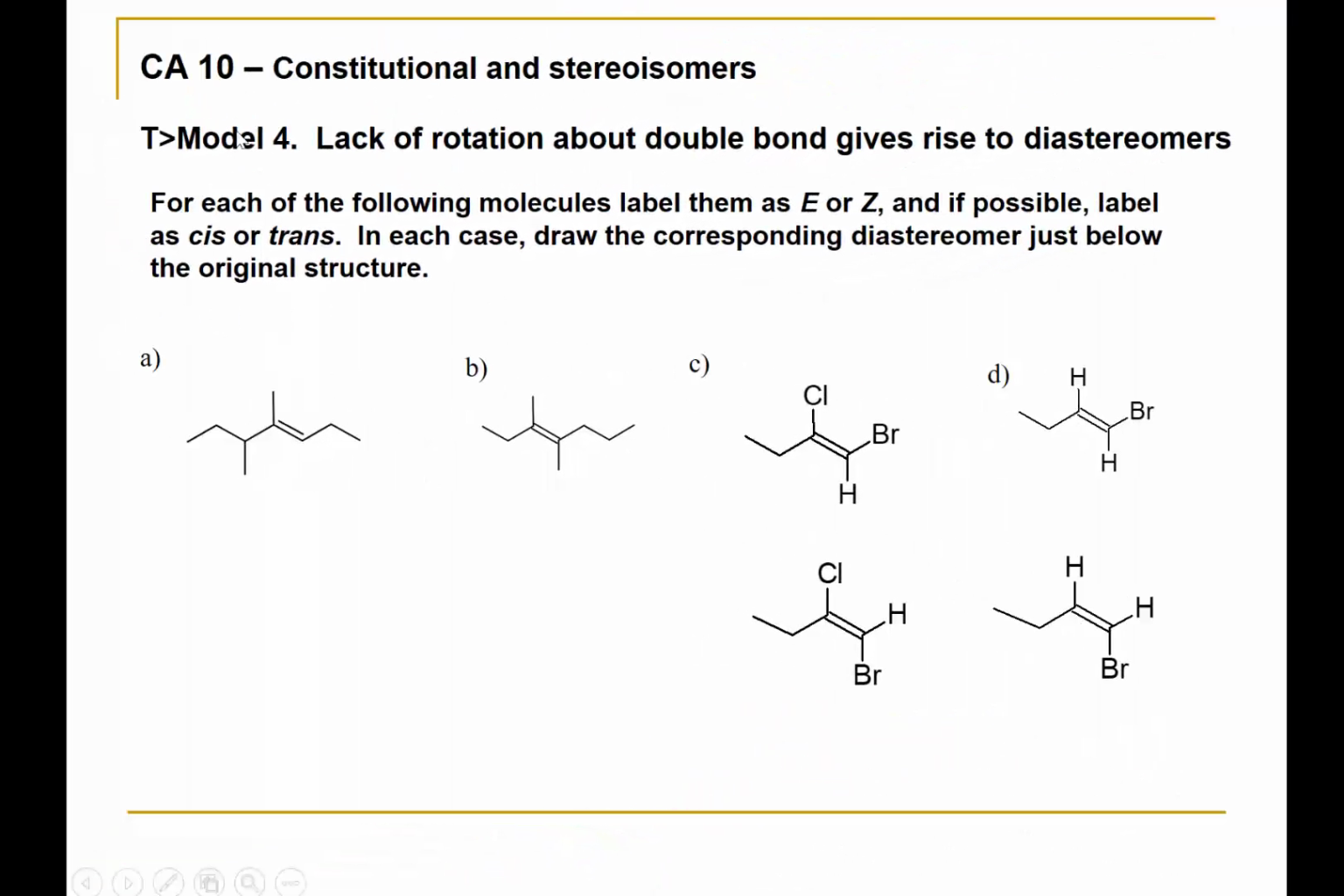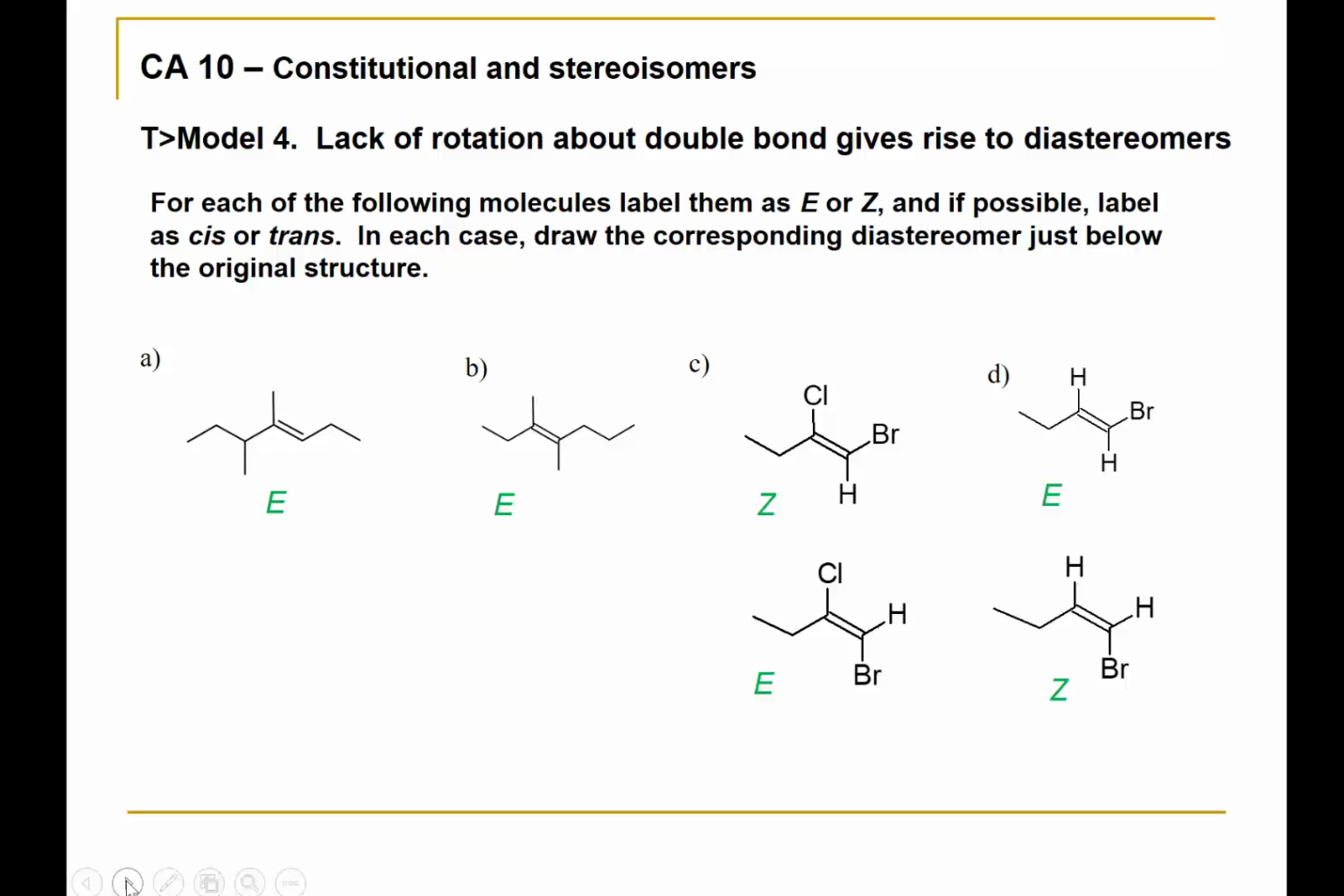So hopefully you arrived at a similar set of answers as this. So molecule A is an E, molecule B is an E, molecule C is a Z, and molecule D is an E, at least for the upper row. And then of course we've already drawn the diastereomers for C and D, and if the top one's Z, well then the bottom one must be E.